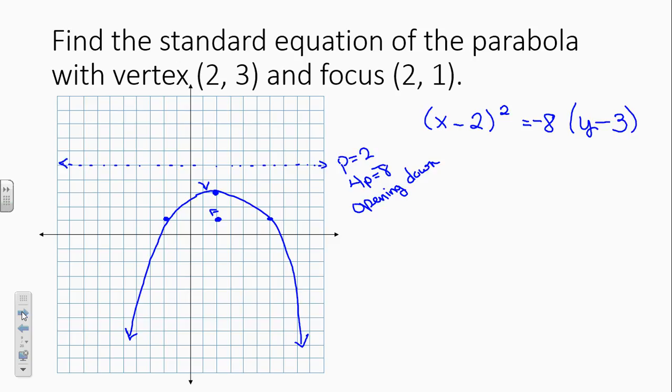So is x always the same or y always the same on a horizontal line? What's the equation of this line? Y is always 5. So y equals 5 is your directrix. Sorry, not your axis of symmetry, your directrix.